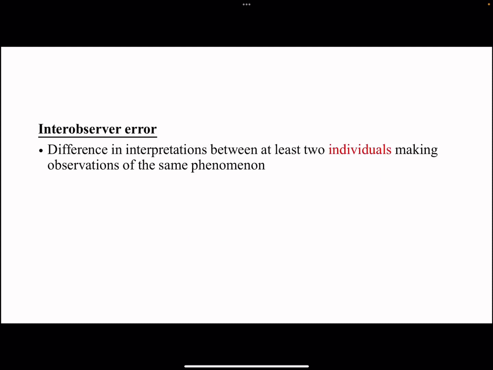Interobserver error. This is a difference in the interpretation between at least two individuals making observations of the same phenomena. That means if we have more than two researchers or observers and they had mistakes or differences in their interpretation of results, such as measurement errors, this can result in interobserver error. We can overcome such an error by decreasing the number of observers.